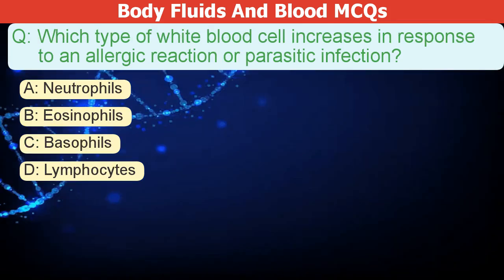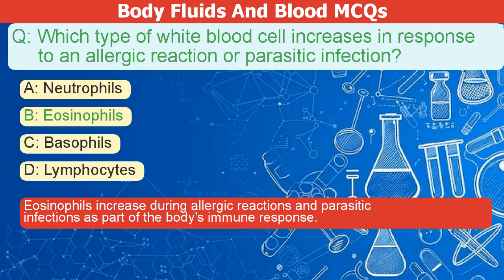Which type of white blood cell increases in response to an allergic reaction or parasitic infection? A. Neutrophils. B. Eosinophils. C. Basophils. D. Lymphocytes. The correct answer is B. Eosinophils increase during allergic reactions and parasitic infections as part of the body's immune response.